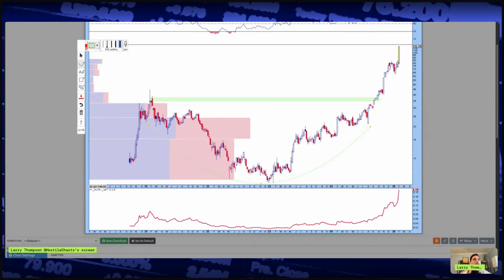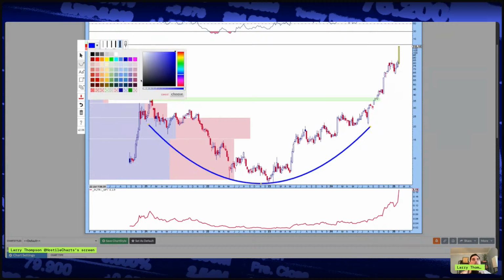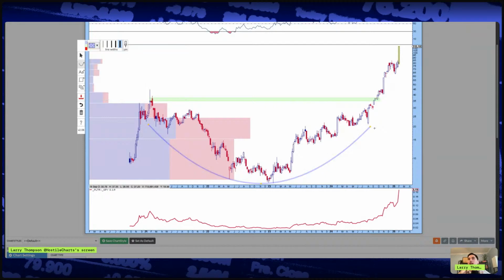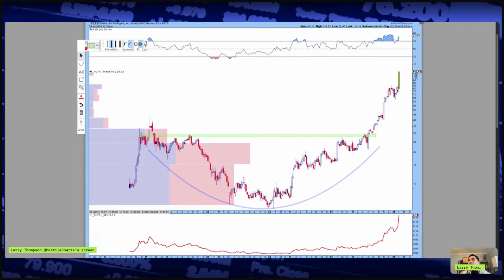I would be lying if I said I'm still fully in that position, because I'm not. Everyone else that is, congrats, right? Send me a photo of you on your yacht. But that's what we saw here, right? We saw this base breakout. You even could have gotten in here, because you actually tend to have a little bit more resistance at that level, at that $30 level. And then you would just set a trailing stop.